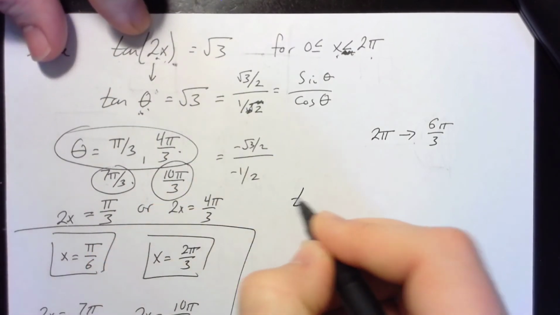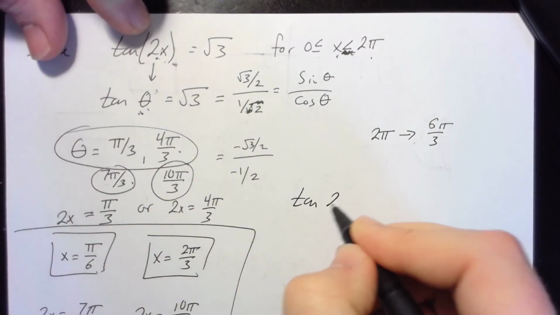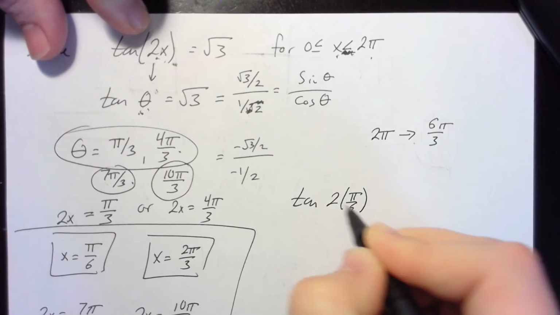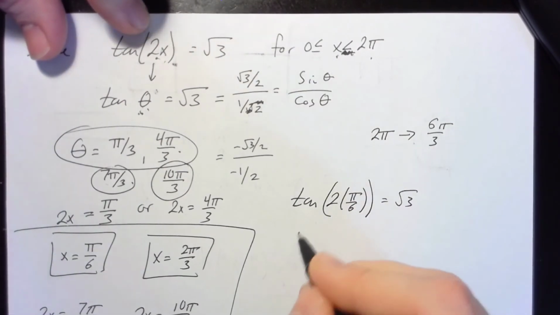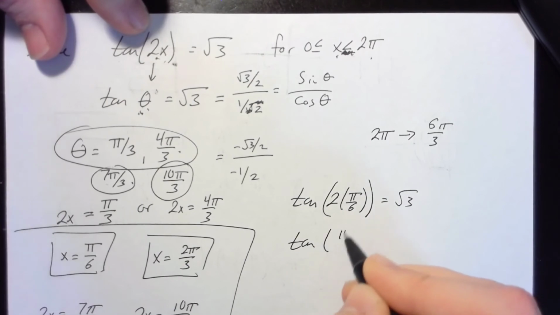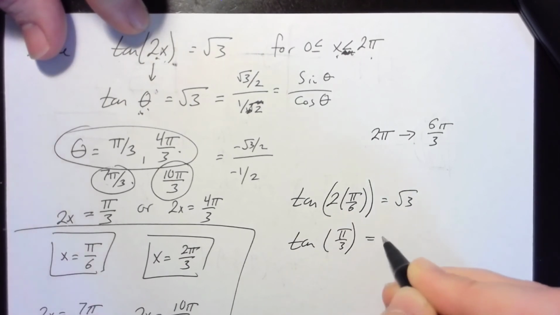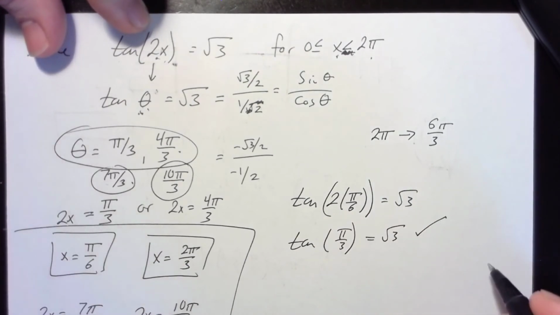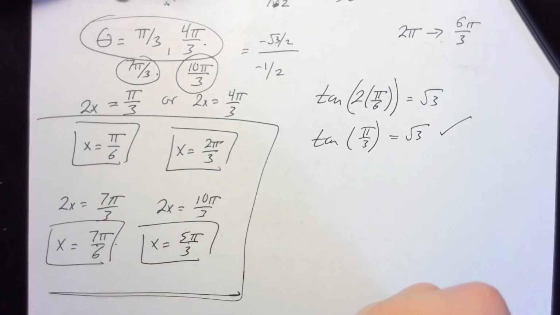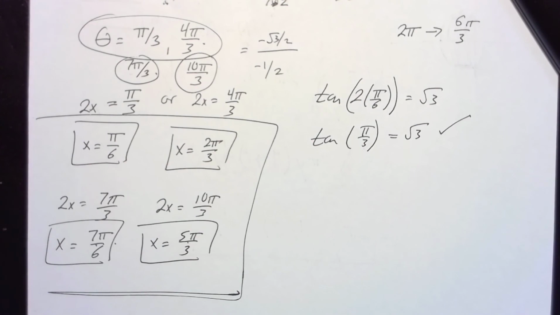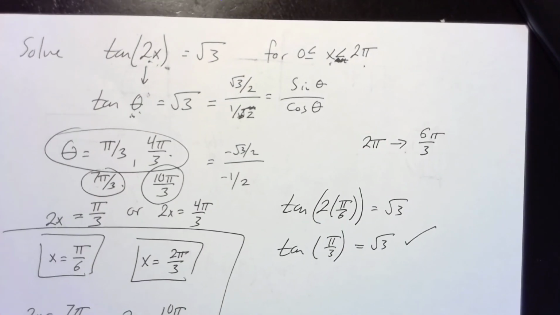And again, what we should do to ensure this is plug them in. Tangent of 2 pi over 6, is that equal to radical 3? Well, that's the same thing as tangent of pi over 3. So that is equal to radical 3, and it will check, as well as all 3 of the other remaining solutions. They do all check, and those are the 4 solutions to this equation, tangent of 2x equals radical 3.